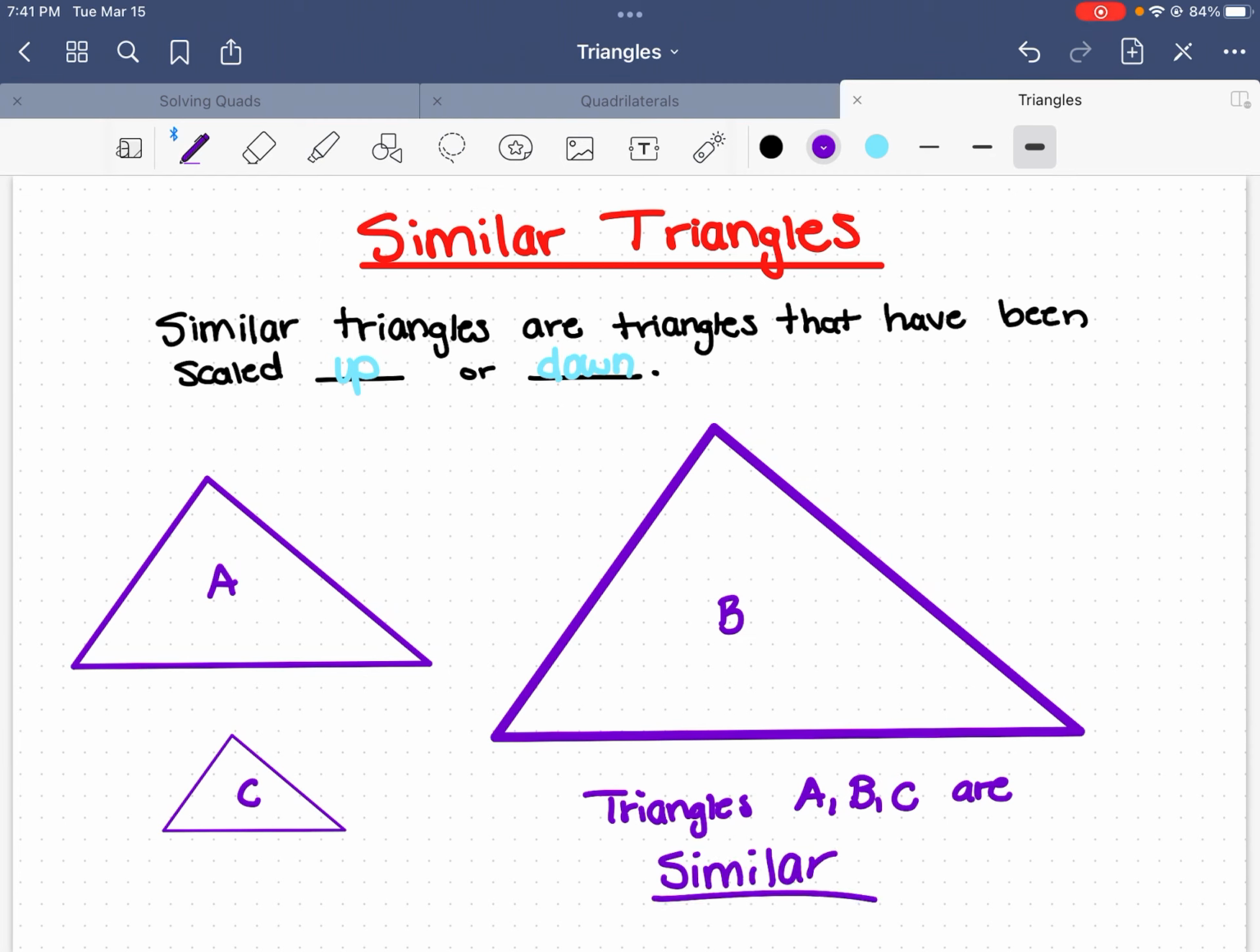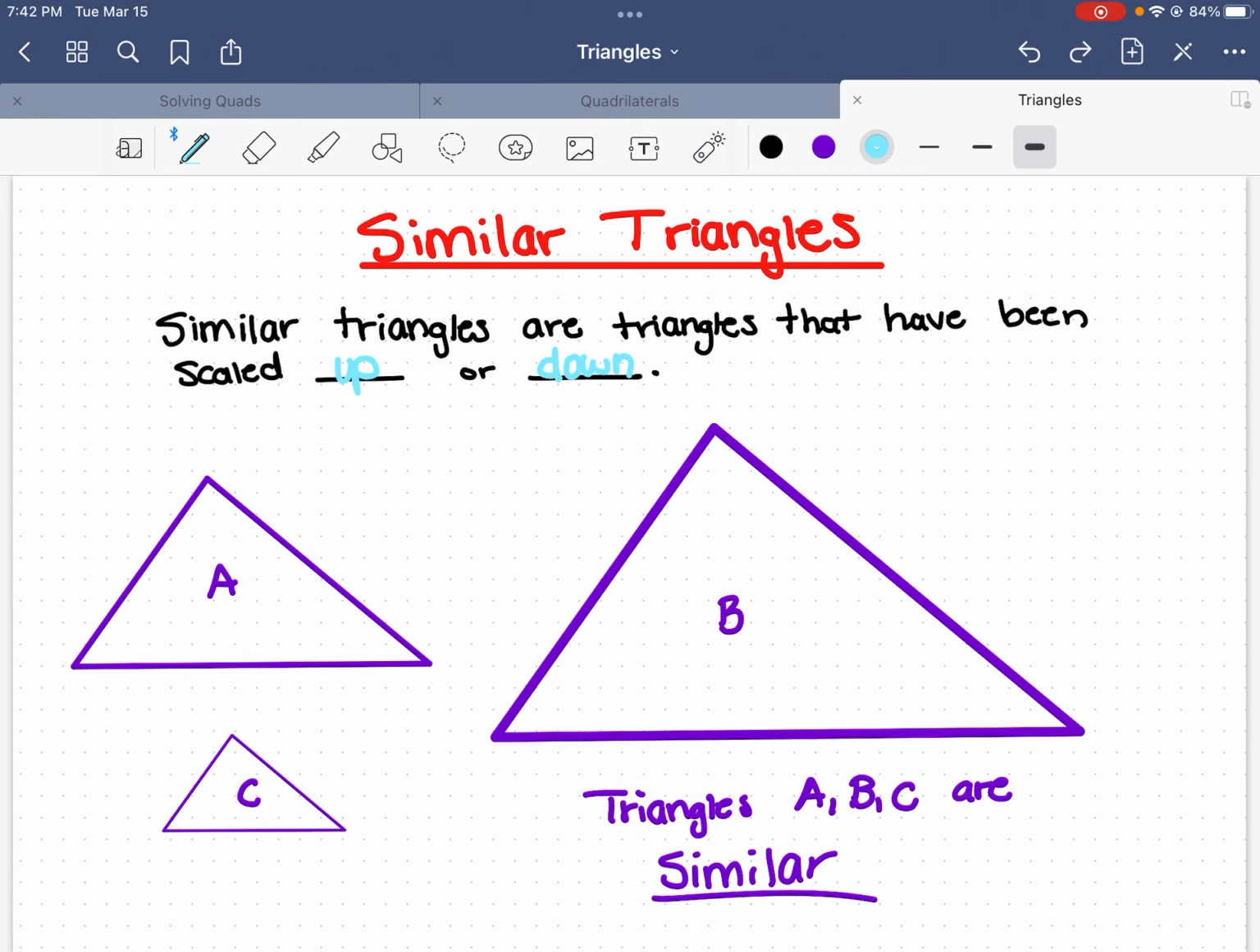Now, the reason we say similar and not congruent or equal is because when we say congruent or equal, we are assuming that their sides are equal. Since we scaled them up or down, that is definitely not true. None of these have the same sides as each other. The angles, however, are the same. But we do not say congruent because their sides are not congruent.